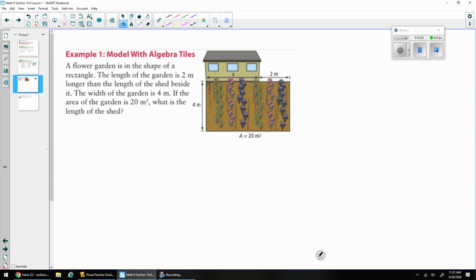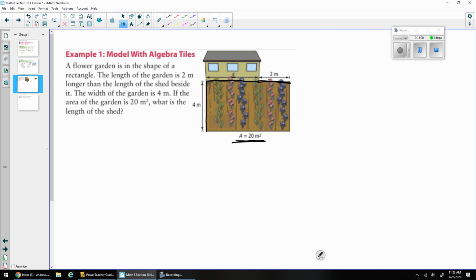Okay, word problem. A flower garden is in the shape of a rectangle. The length of the garden is 2 meters longer than the length of the shed beside it. So here's the shed. It's an unknown length, so they said S is the length of the shed, and the length of the garden is 2 meters longer than that, so here's the 2 meters longer than the length of the shed. And the width of the garden is 4 meters, so here's the width of the garden, 4 meters. If the area of the garden is 20 meters squared, they have that written there, what is the length of the shed? So we're trying to find this variable S.